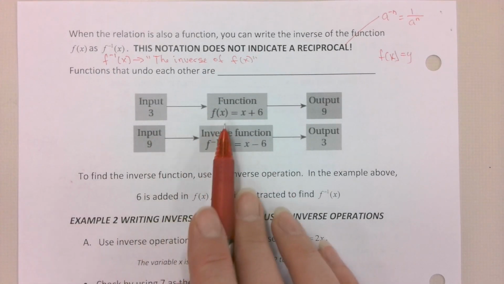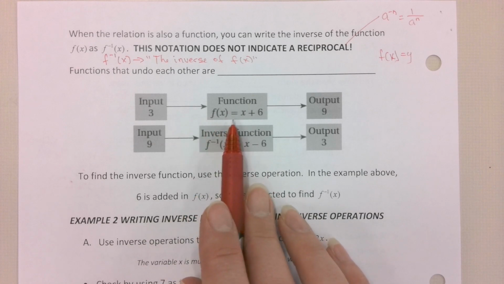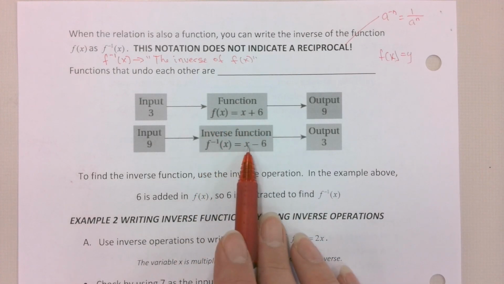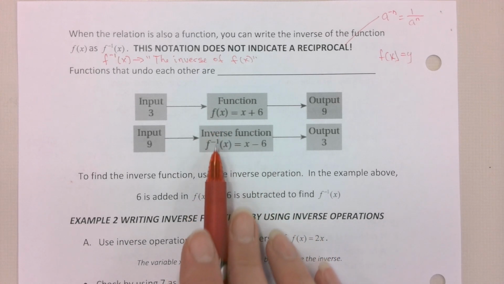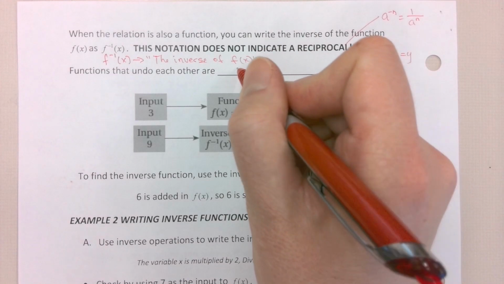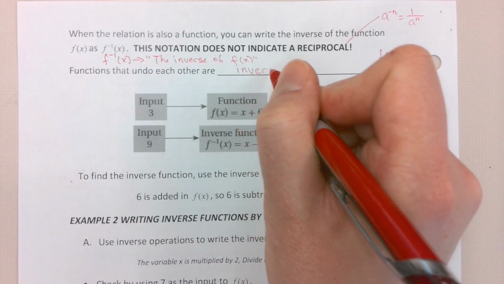So you can see right here, I have a function f of x, and it's x plus 6. The inverse function is x minus 6. So here's the original, here's the inverse. Functions that undo each other are called inverse functions.